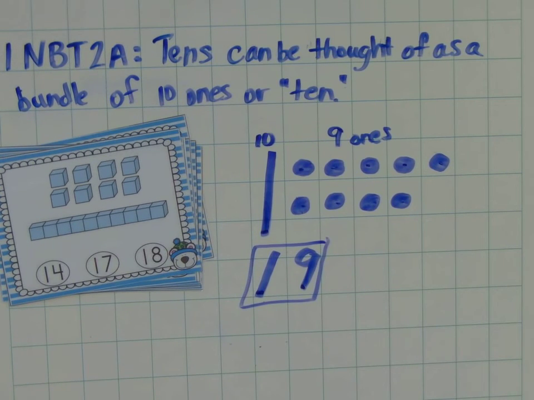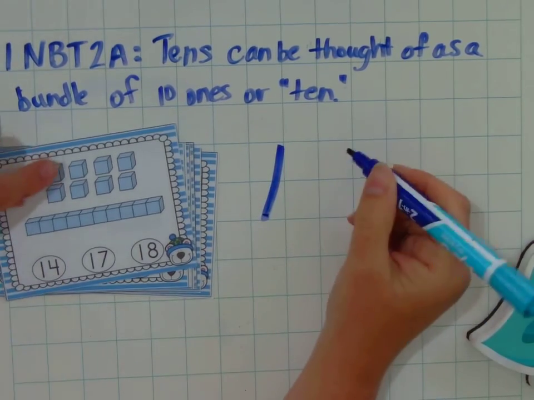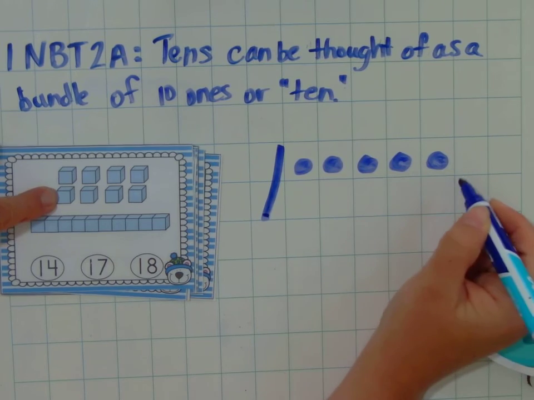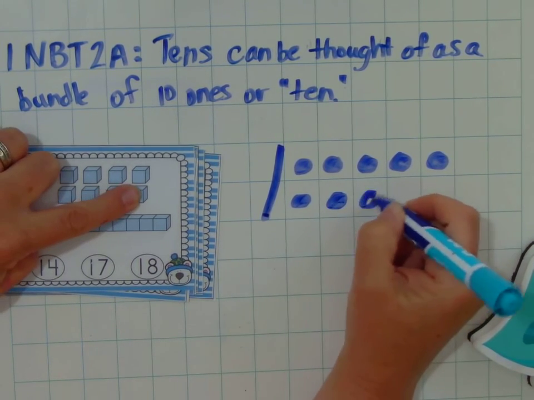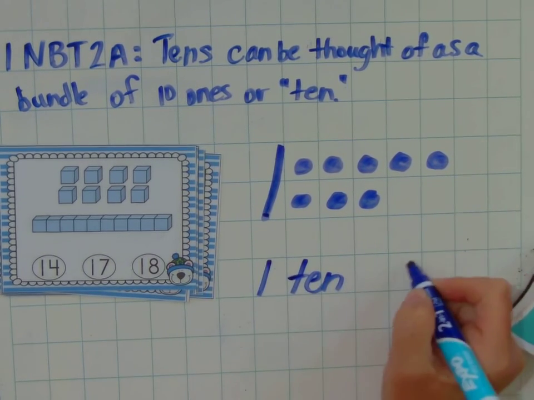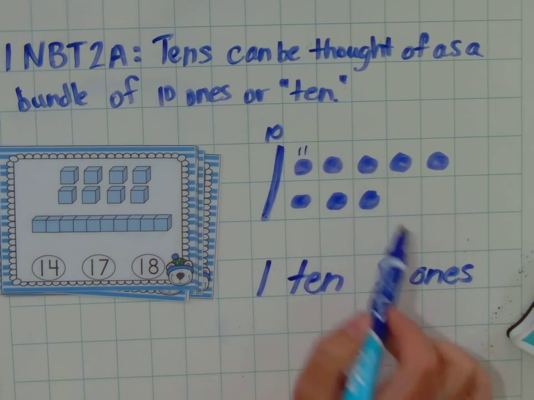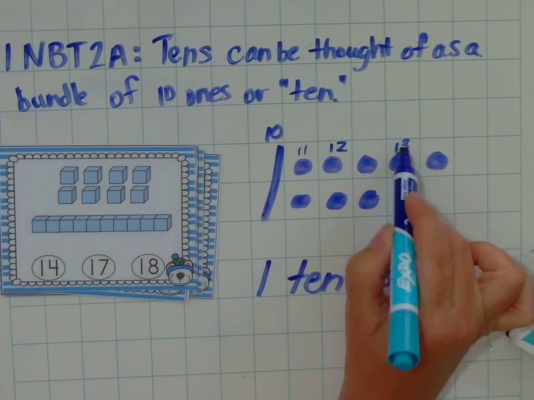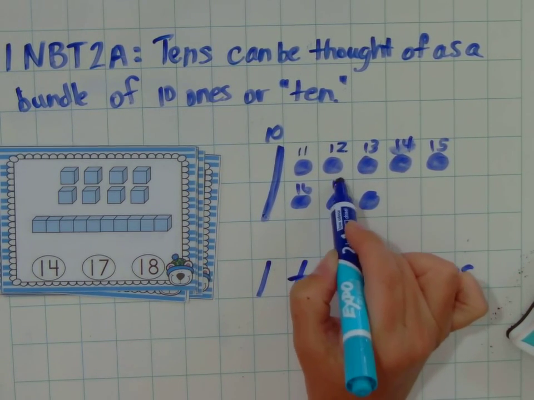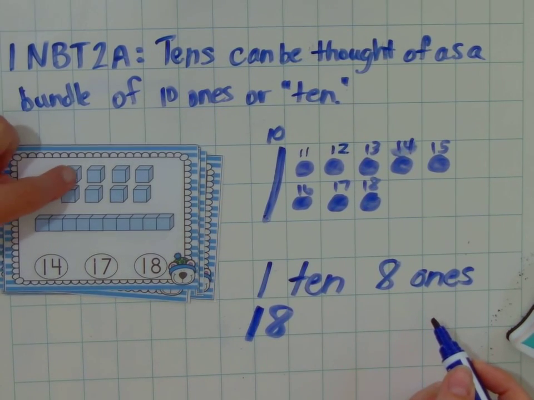The next problem that we are doing is 1 ten, and let's count the ones. 1 one, 2 ones, 3 ones, 4 ones, 5 ones, new line, 6 ones, 7 ones, 8 ones. So we have 1 ten and 8 ones. Let's count on from 10. 10, 11, 12, 13, 14, 15, 16, 17, 18. We have a value of 18 with one 10 stick and 8 ones.